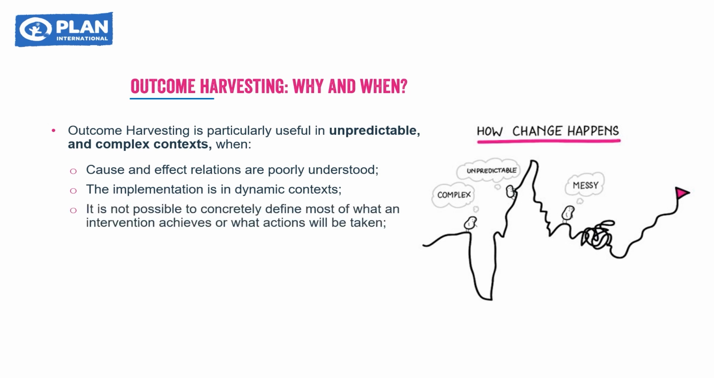In situations where it is not possible to concretely define most of what an intervention achieves, or even what specific actions will be taken over a multi-year period. For example, achieving social norm change to facilitate a gender transformative society. When outcomes are not sufficiently specific or measurable at the time of planning an intervention.